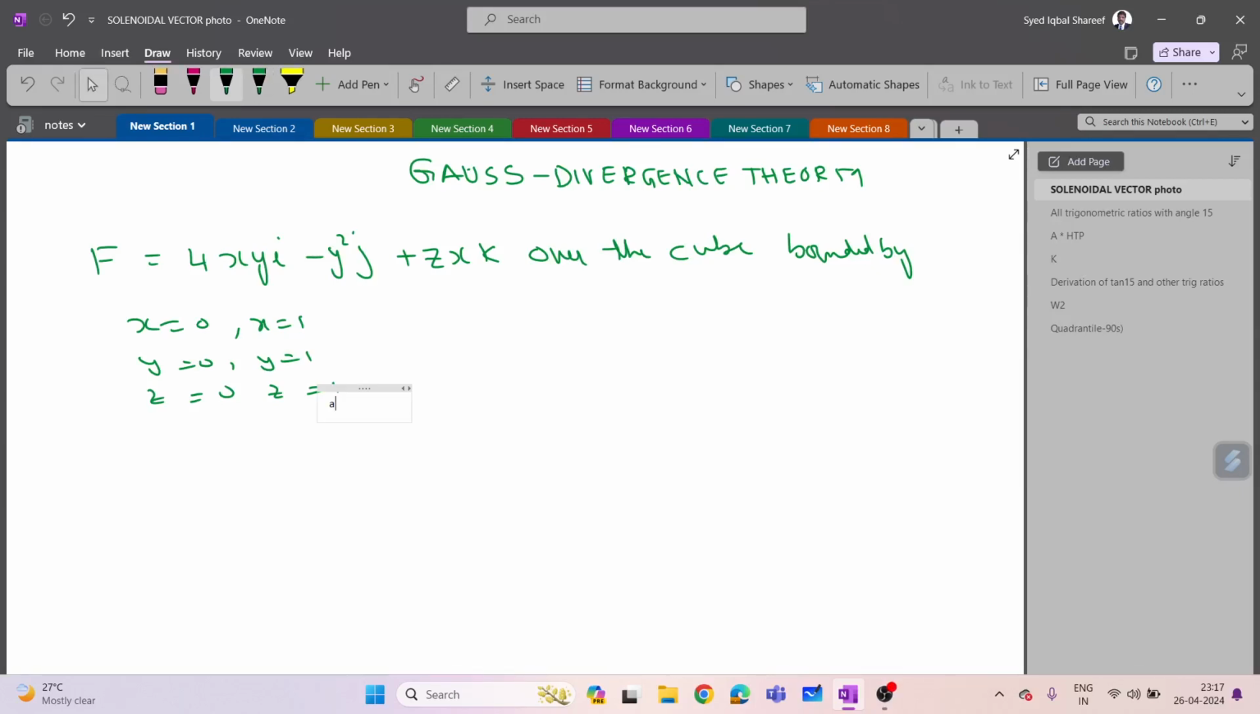Hi everyone. Today we'll discuss the Gauss divergence theorem. What is the Gauss divergence theorem?